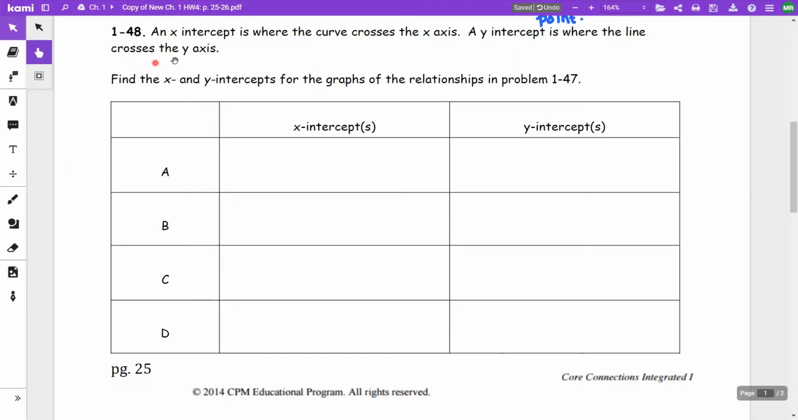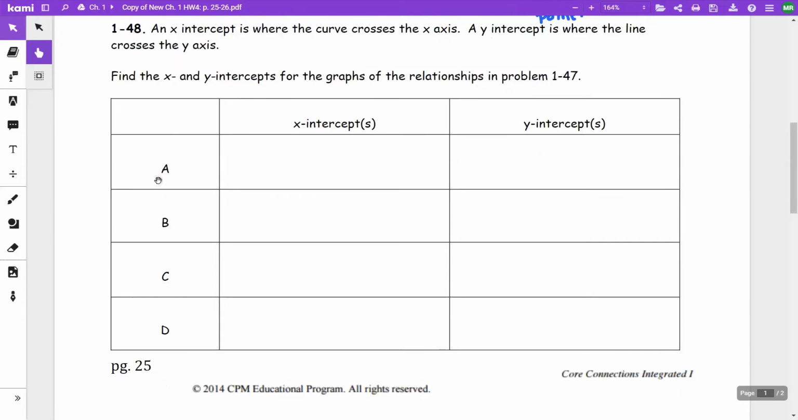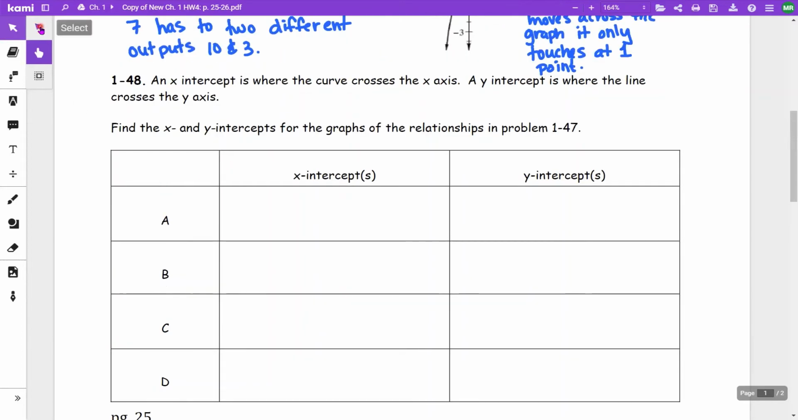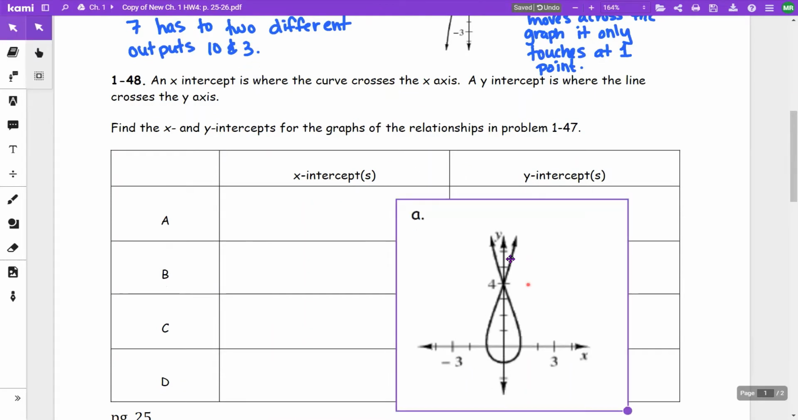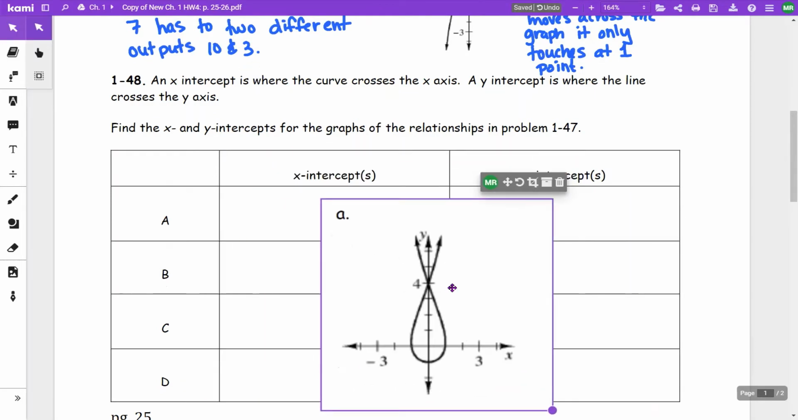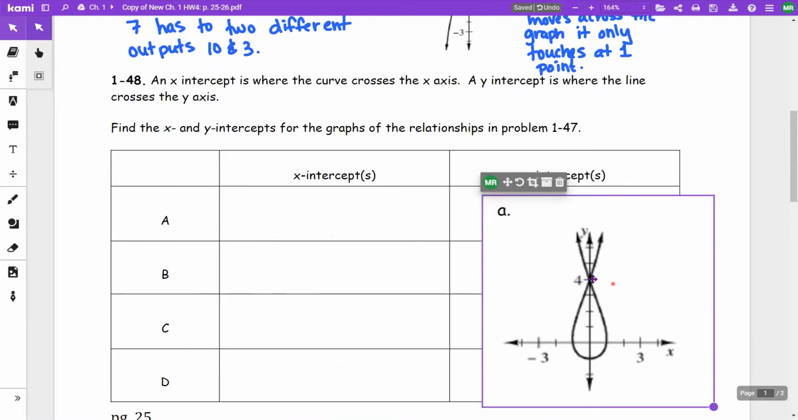So on 1-48, they want us to find the x-intercept, which is where the graph crosses the x-axis, and the y-intercept, which is where the graph crosses the y-axis. And they want us to find them for each of the situations above. So I just kind of cut and pasted the graph so we can see it here. So this one is letter A.